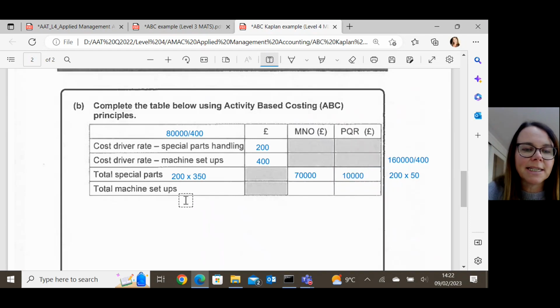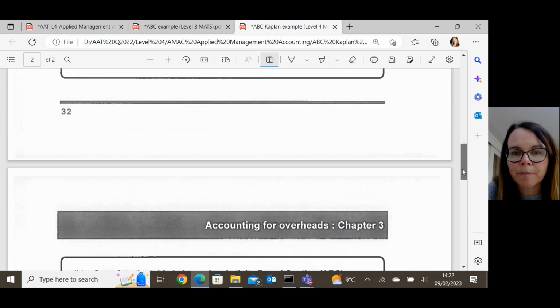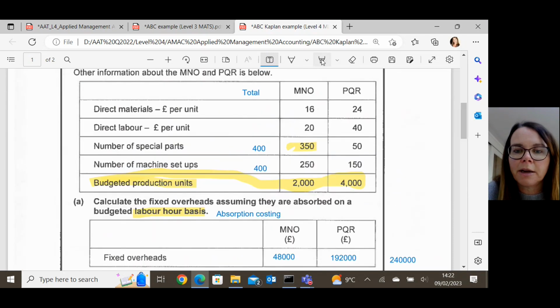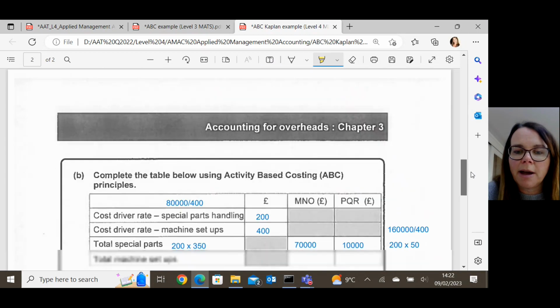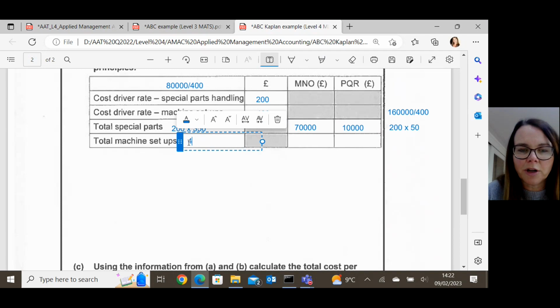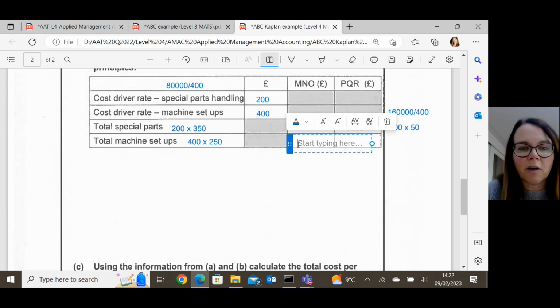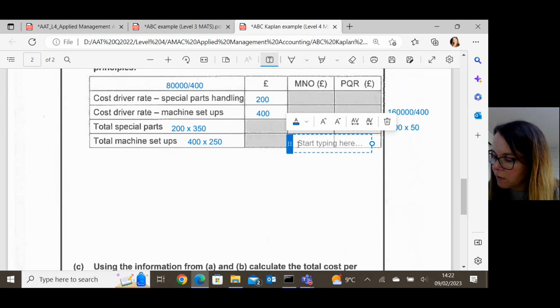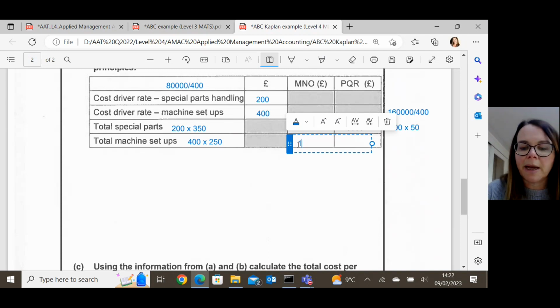Then we repeat for the machine setups. So for the MNO, we know that each one's costing £400. I can see here that it happens 250 times. So I am going to do the calculation of this £400 here. £400 each time it happens. It's happening 250 times. So that gives me a figure of £100,000.